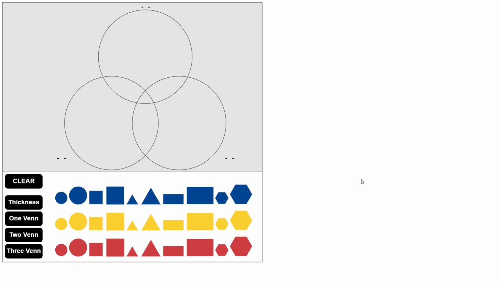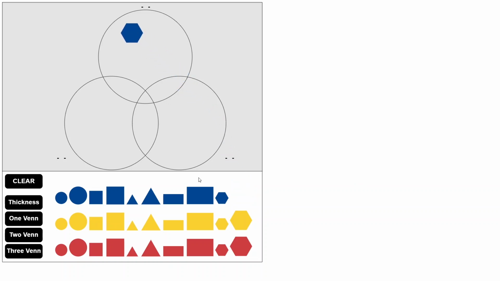In this video, we'll explore how Venn diagrams can be used with attributes. A Venn diagram is a powerful way to organize objects based on shared characteristics. Let's suppose we have a 3-circle Venn diagram here.